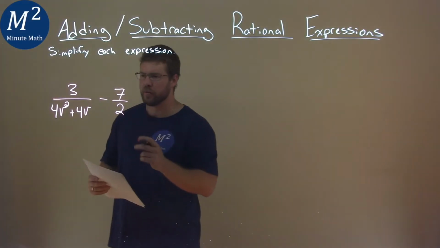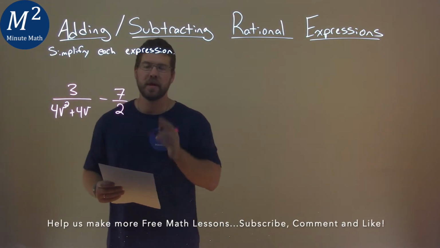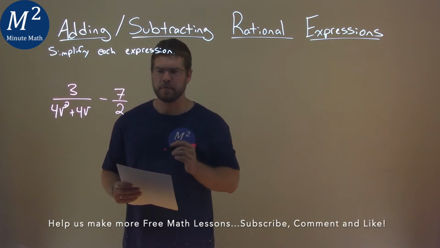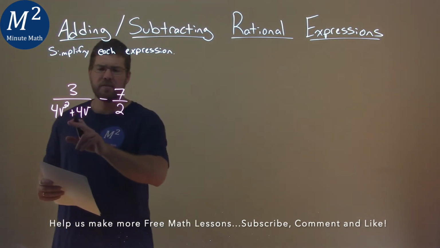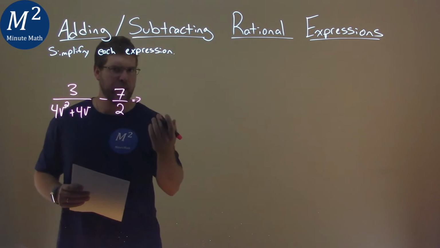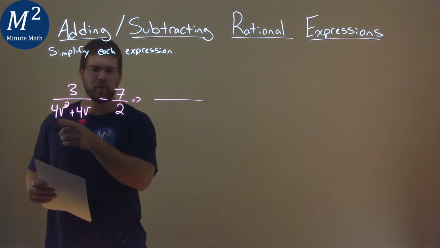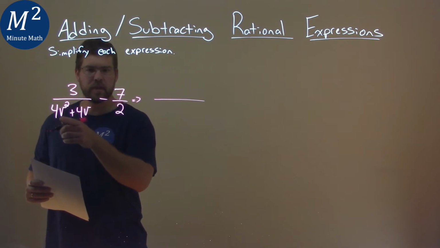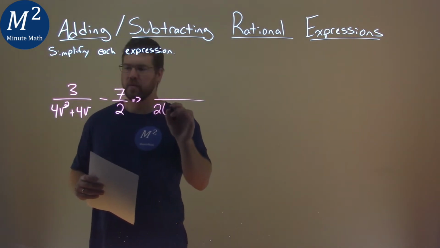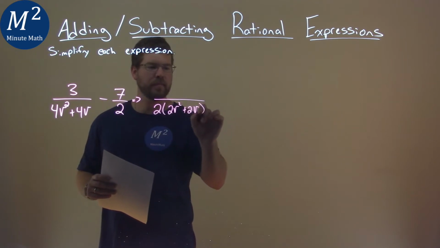We're given this expression right here, 3 over 4v squared plus 4v, minus 7 over 2. We have to simplify this expression. We do not have the same denominator here for both parts, so we need to get that. What I'm going to do in this first part is I notice that if I pull out a 2 here from this denominator, I'm left with a 2v squared plus a 2v.